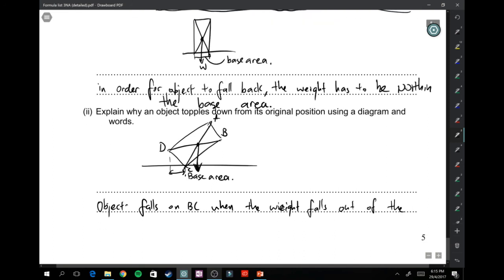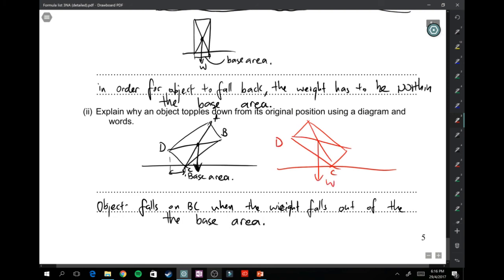Alright, now of course there's another scenario, so let me draw in red, where the object can fall in the opposite direction. Hold on. So it will look something like this. So in this case, it will fall on CD. Now the explanation is the same, but be sure to label your diagram. Sorry, I made a mistake. Should be fall on AD. Alright, the explanation is the same, but please make sure you label your box.